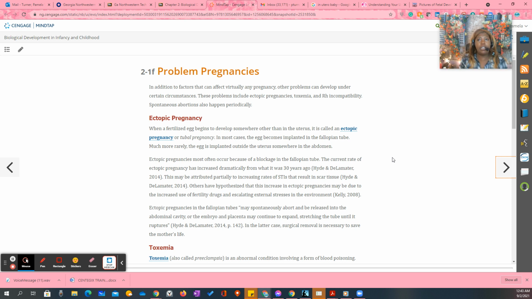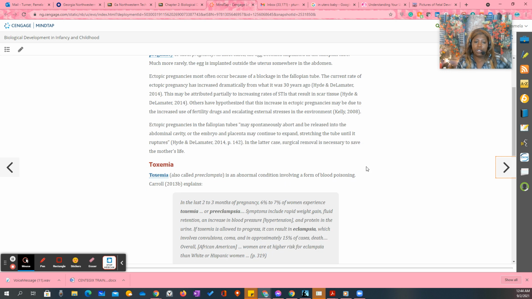Okay. So then, like I said, an ectopic pregnancy, it's a tubal pregnancy. The egg and the sperm have met, but didn't quite make it up to the uterus. The current rate of ectopic pregnancies has drastically increased from what it was 30 years ago. This is from 2014. They think it may be attributed to an increase in STIs that causes scar tissue in your tubes, right? So then the egg and the sperm meet, but they don't have any place to go because of the scar tissue.